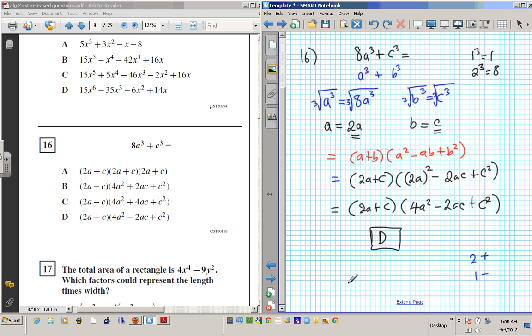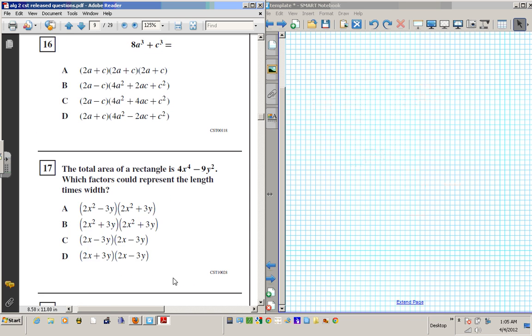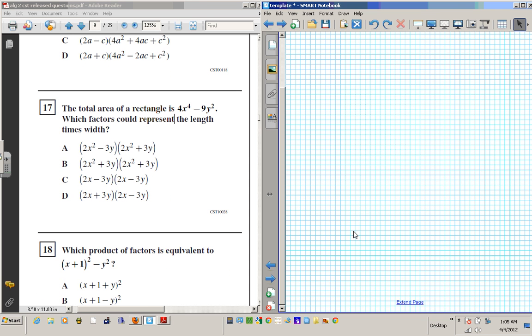So don't forget your sum and difference formulas for cubes, because you're gonna need it. Alright? Okay, now let's move along to question number 17. It says the total area of a rectangle is 4x to the fourth minus 9y squared. Which factors could represent the length times width?